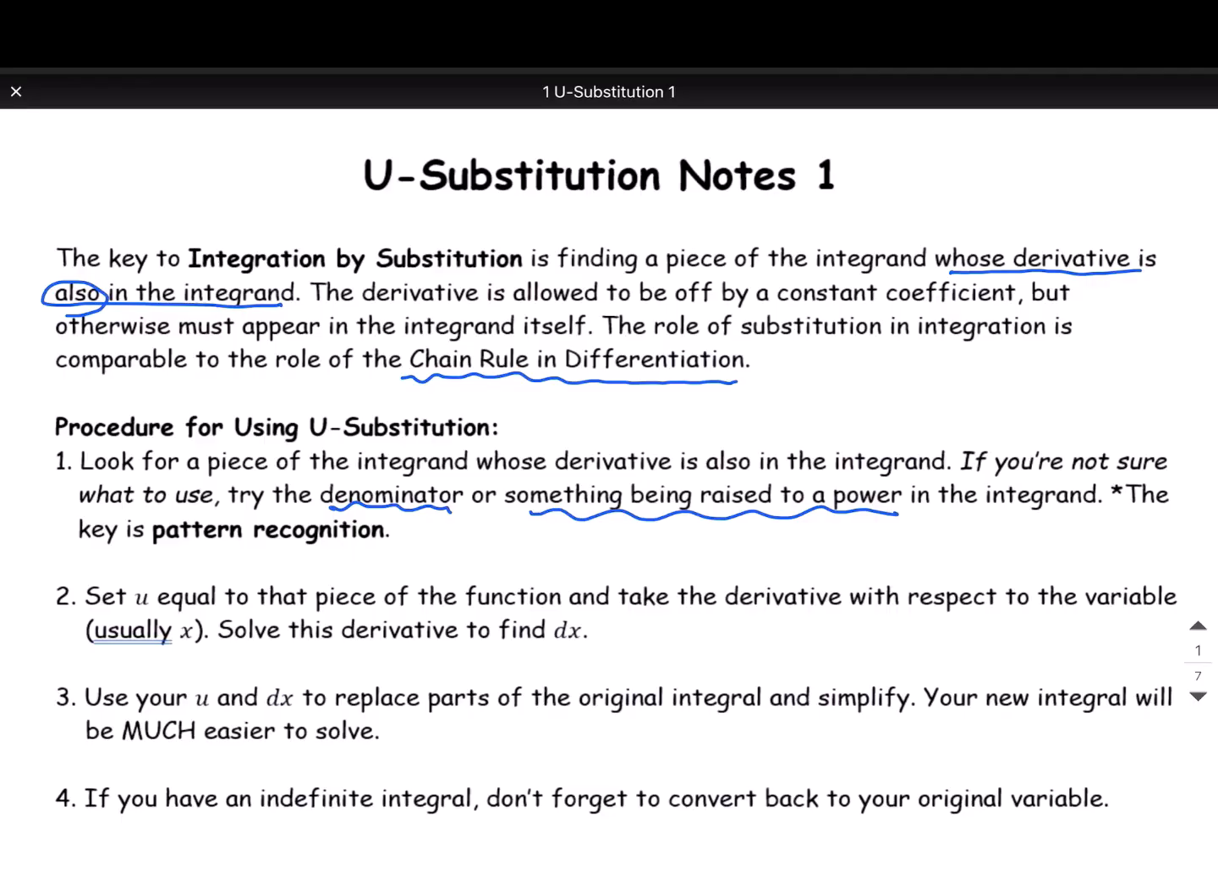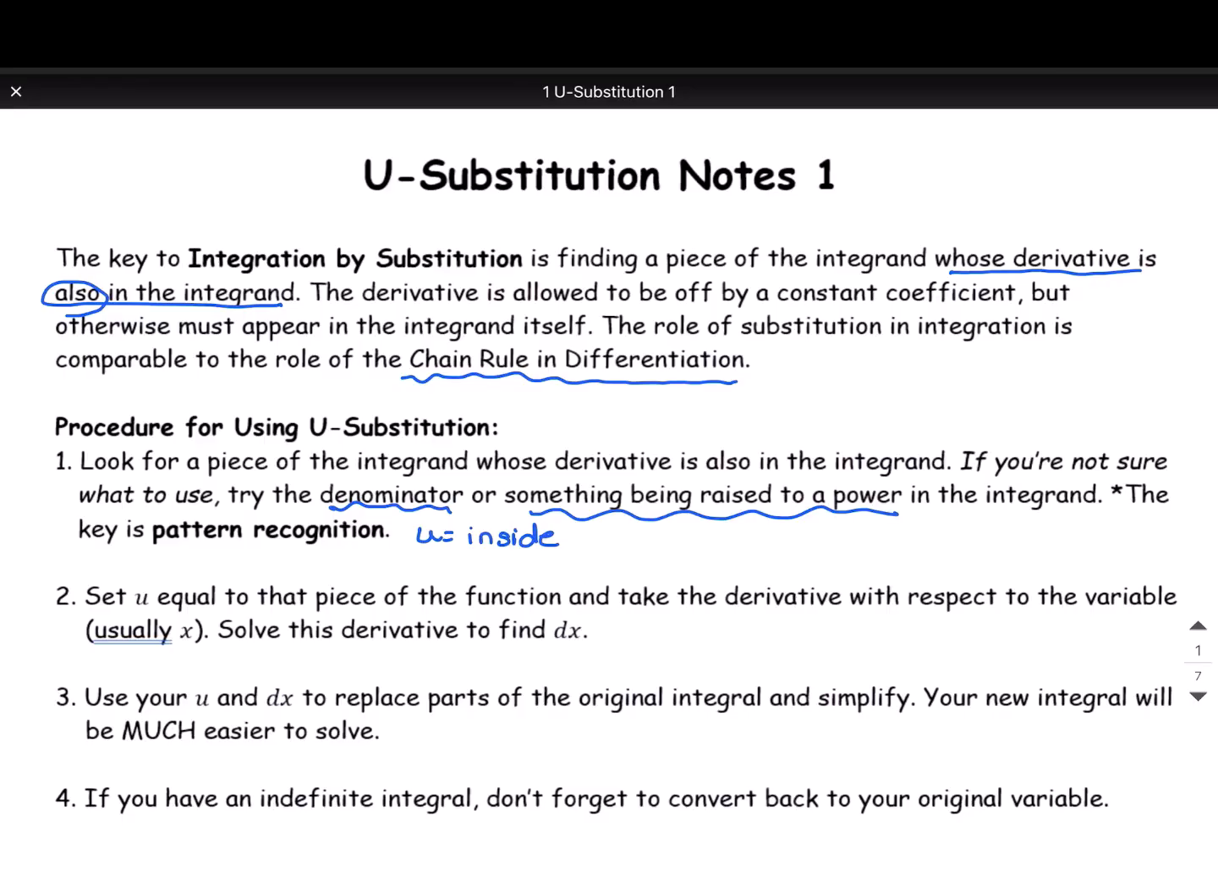Remember when we used to look at the inside of functions and the outside of functions? The inside function is your U. So U is your inside function, and we're going to look at inside and outside functions again, okay? Once you know what your U is, you're going to write down what your U is. You're going to take the derivative with respect to x, or whatever variable you have. So that would be du dx.